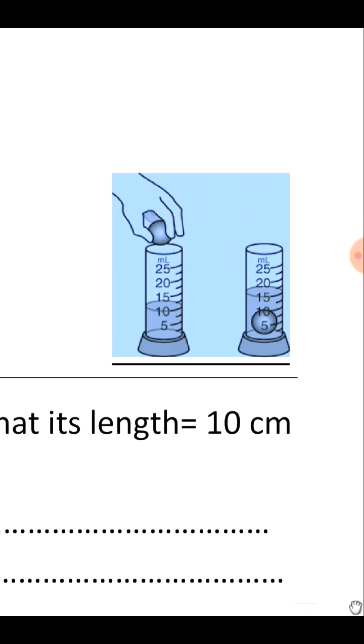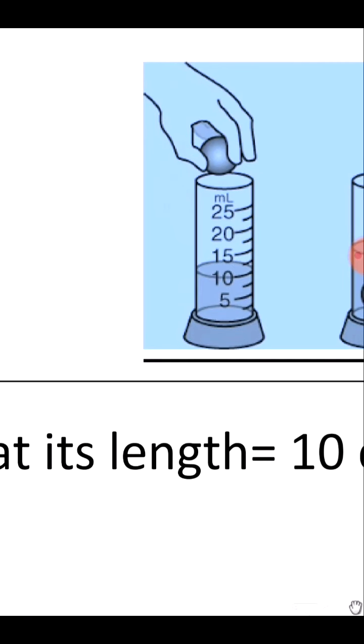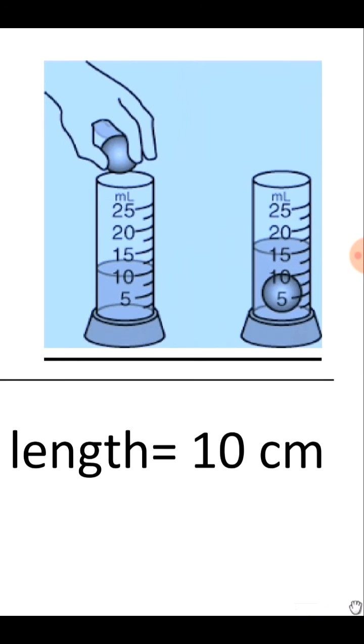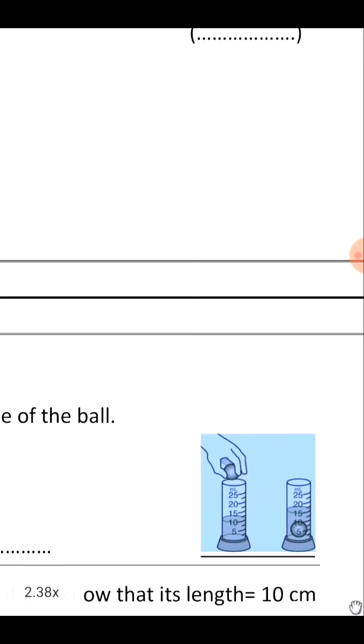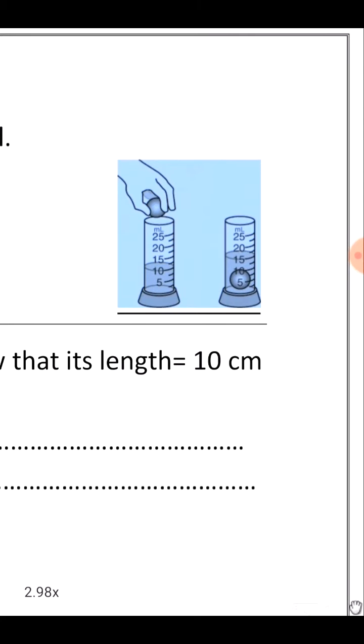You can see that the level of water rises to 10, but after you put a ball, it will rise to 15. So the volume of the ball will be V2 minus V1. V2 is the volume of the ball and the water together. V1 is the volume of the water only. So the volume of the ball will be V2 minus V1. So 15 minus 10, it will equal 5 milliliter.